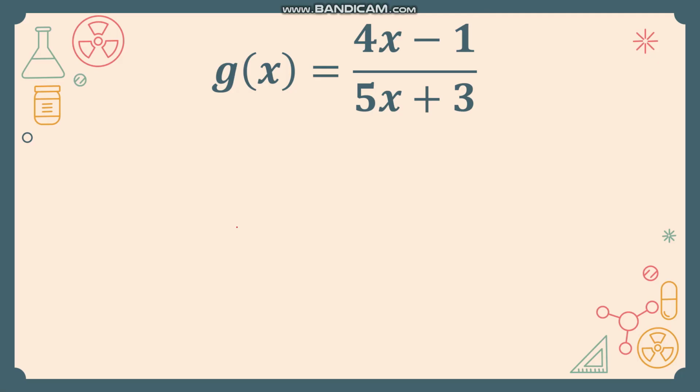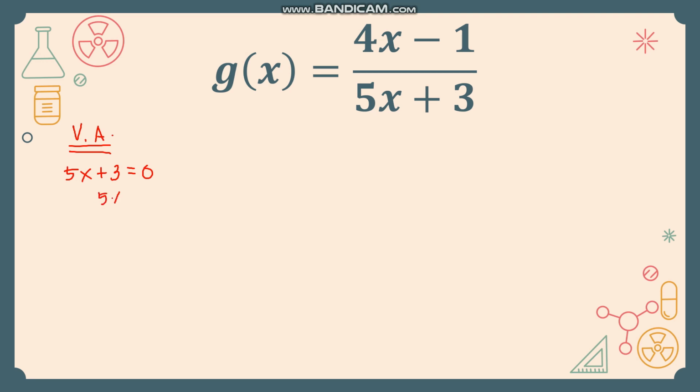For our next example, let's have g of x equals 4x minus 1 all over 5x plus 3. Okay, let's now identify the vertical asymptote. So for the vertical asymptote, again, we just have to get the denominator and then equate it to 0. So we have 5x plus 3 equals 0. Now solve for x for this one.